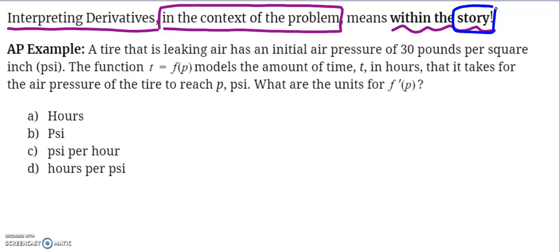You can't just say, like, the function is changing at this rate over this time. You need to say the temperature of the hot chocolate is changing at this, right? Like, be specific. Talk about the story, tell a story to the reader.